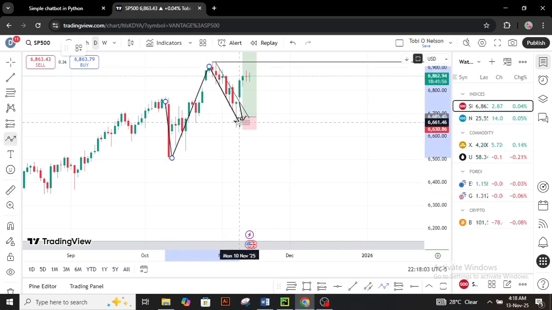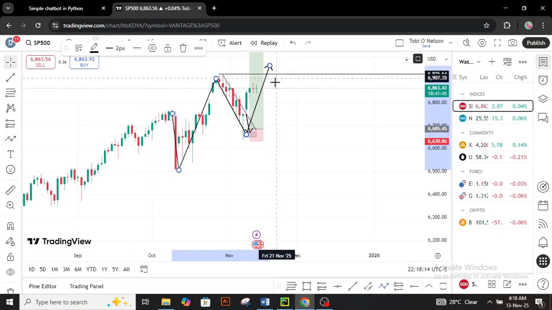A pullback happened here. The market is already going to the upside. So now what you want is to be patient. You don't just jump into the market, you want to be patient. So you wait for another pullback to happen.